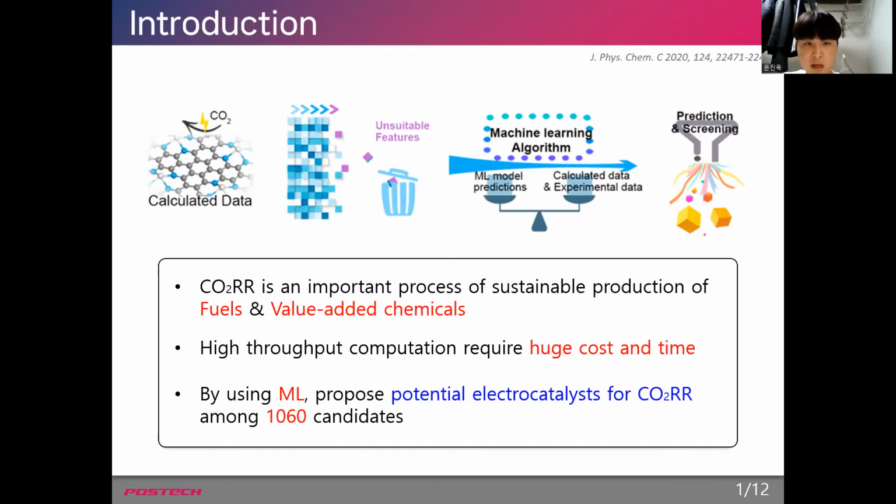chemicals. High-throughput computation for every candidate requires huge cost and is time-consuming. So, by introducing machine learning, we can quickly investigate 10,060 candidates and propose potential electrocatalysts.